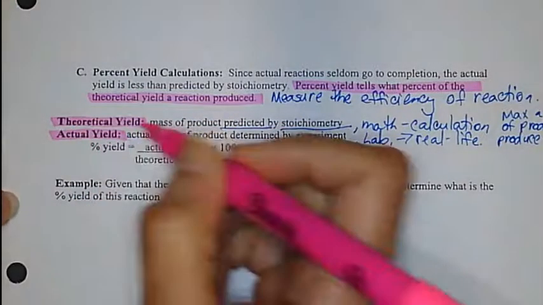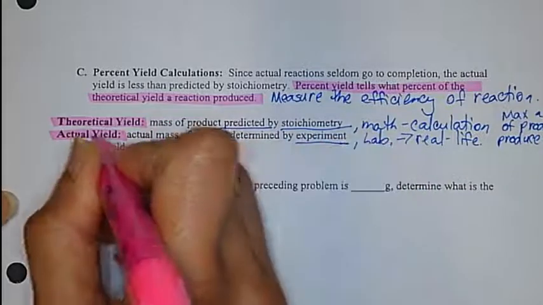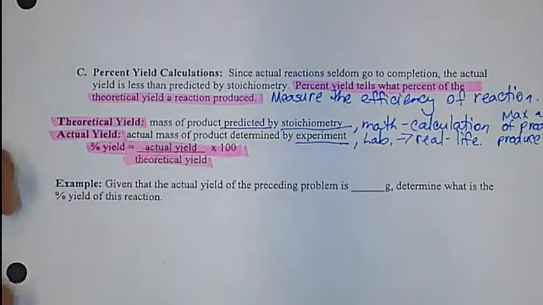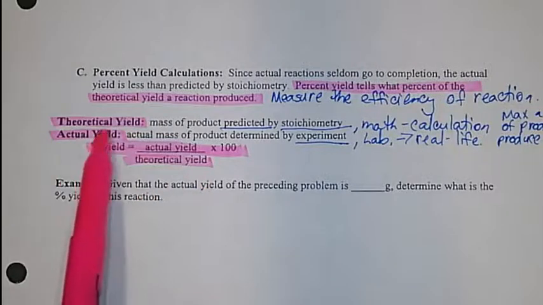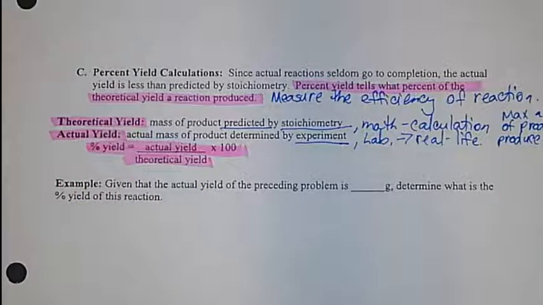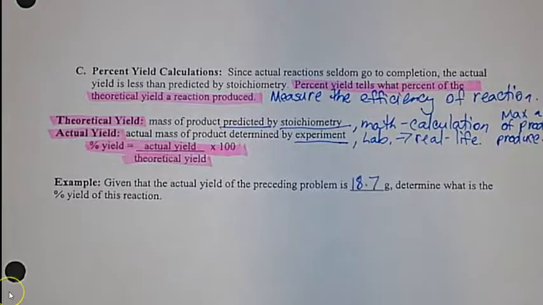So here's the equation for percent yield. It's probably one of the easiest equations you're going to do in chemistry. Percent yield is equal to the actual yield divided by the theoretical yield times 100. Okay, so let's do an example problem.